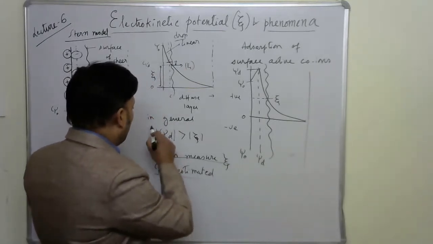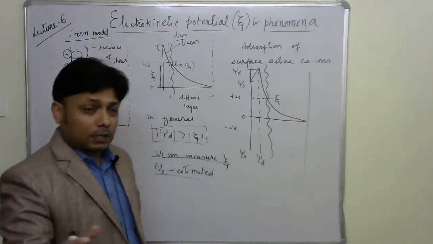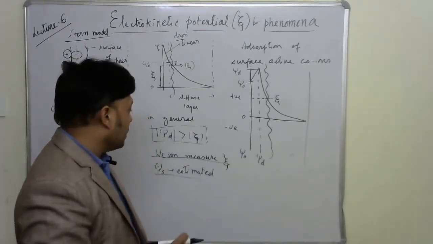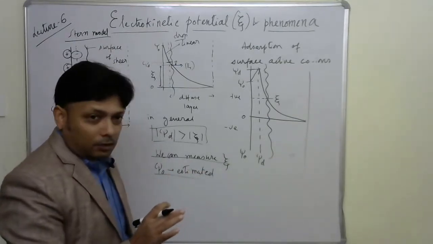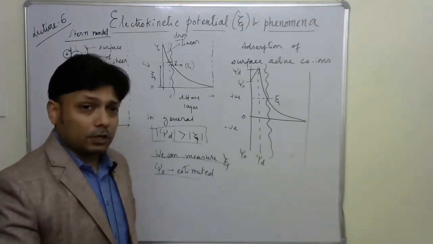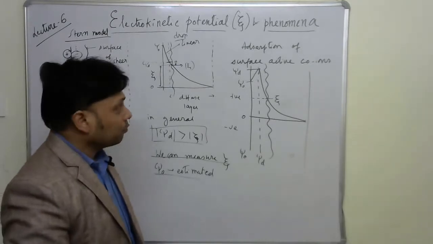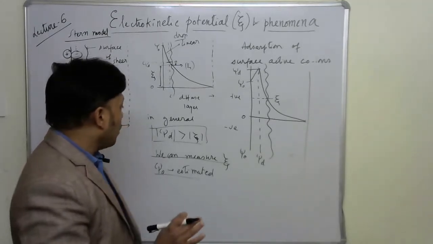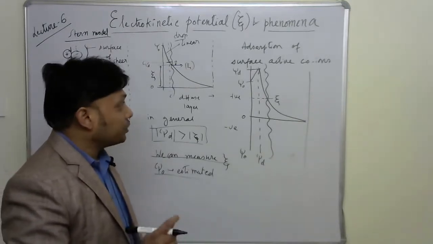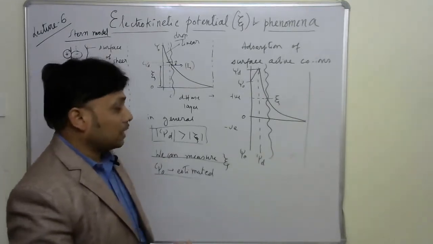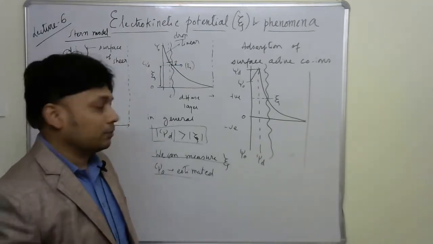So we know that psi d and zeta in normal cases, barring a few exceptions, are very closely related. And once we have measured the zeta, we have a faint idea, or rather a considerable idea, of how much psi d should be. And from psi d, we can take a guess of psi 0. Okay? We can make a guess, provided these are not extreme cases like adsorption of surface active coions or adsorption of polyvalent counterions, etc.